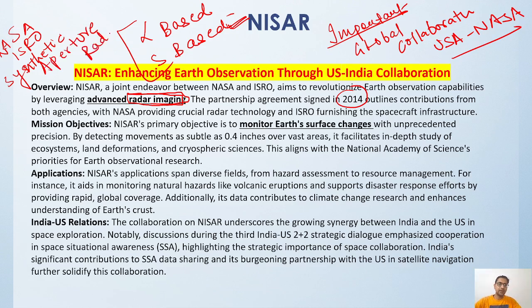So this NISAR satellite is a joint project, as I already told you. It is a dual frequency synthetic aperture radar, which means we will be using two frequencies, two transponders. This will be the first radar imaging satellite using dual frequency, and the main function of this satellite will be remote sensing.